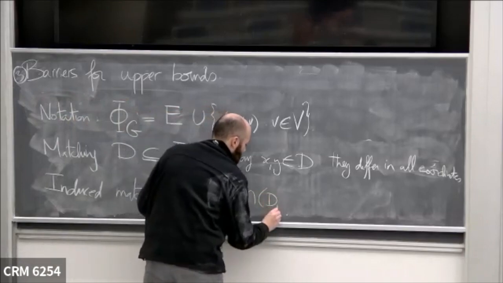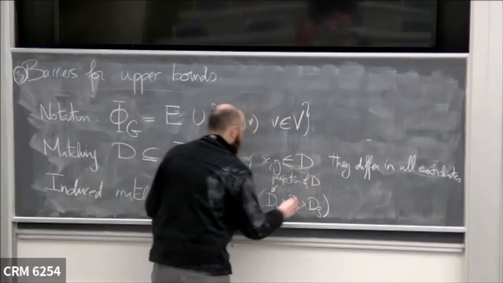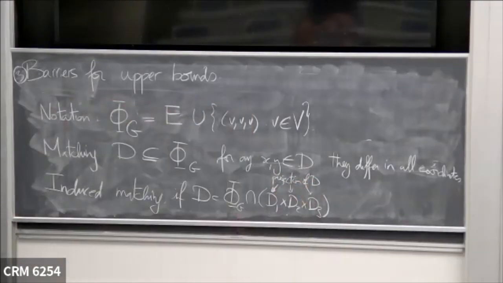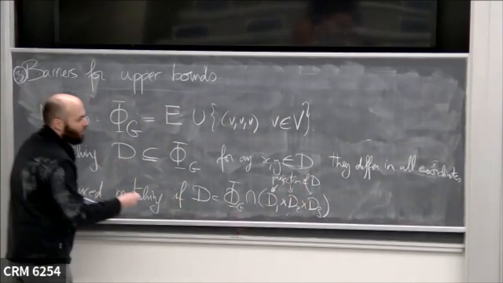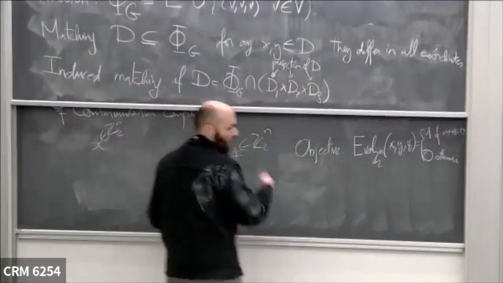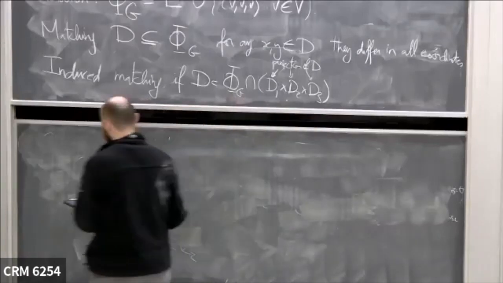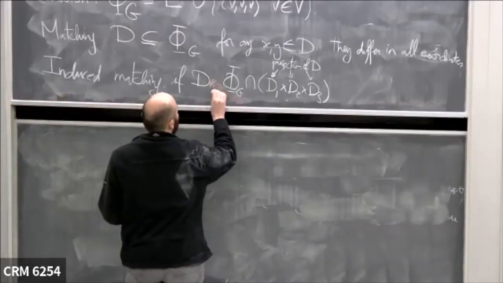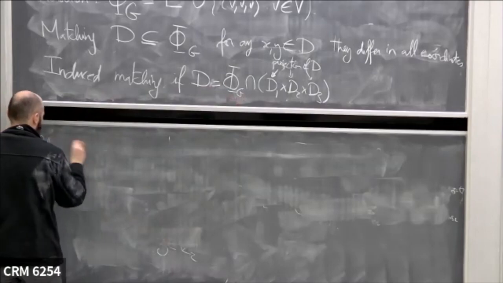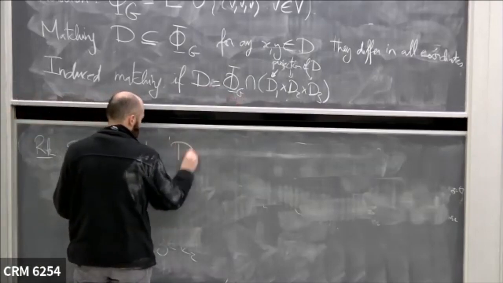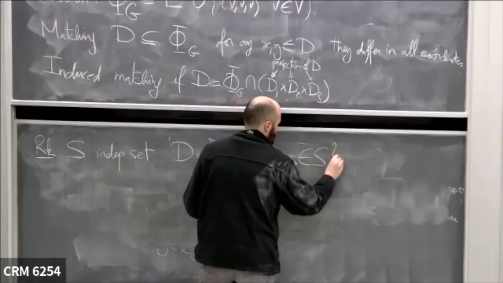The concise way of writing this is that D is equal to phi G intersected with D1 times D2 times D3, where these are the projections of D on the first coordinate, second coordinate, and so on. The thing to see here is that if you take an independent set, then it very easily forms an induced matching. So my remark is that if S is an independent set, then D, which is just equal to S, where S is in big S, is an induced matching.